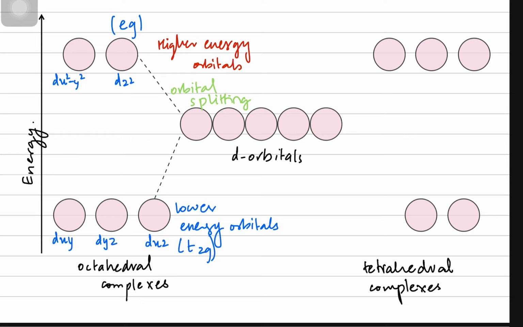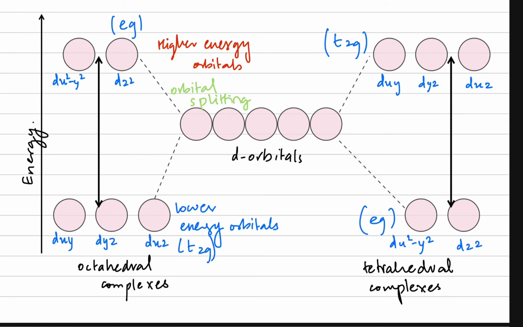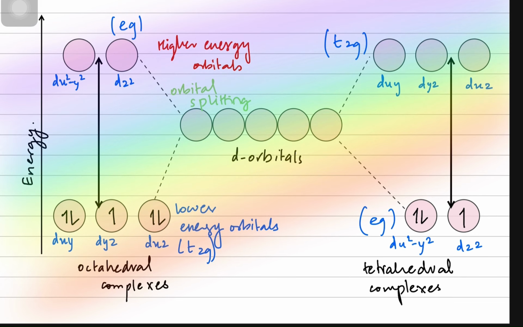Tetrahedral complexes show the exact opposite, because in the tetrahedral formation, the ligands are coming from between the axes. So dx square minus y square and dz square go for lower energy, while dxy, dyz, and dxz, the T2 orbitals, go for higher energy. Between these two energy levels, there is a delta E, and this energy difference corresponds to one of the photons in the visible light region.